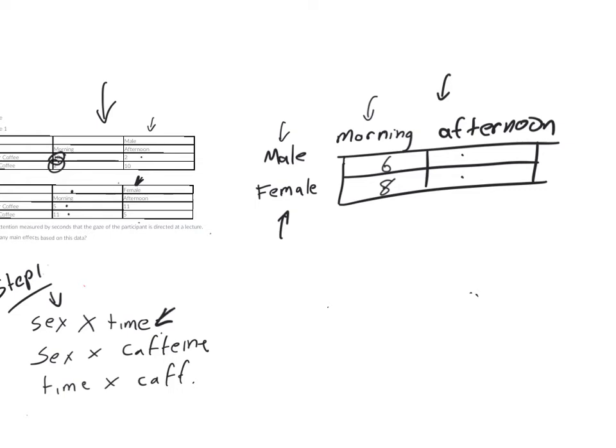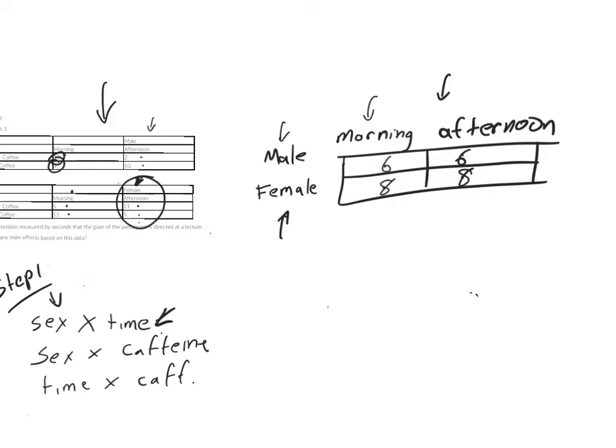So here we have male, afternoon. That gives us another 6. And then female afternoon, which is here, right? Which gives us another 8. Okay. Now we have the numbers in a 2 by 2 table.